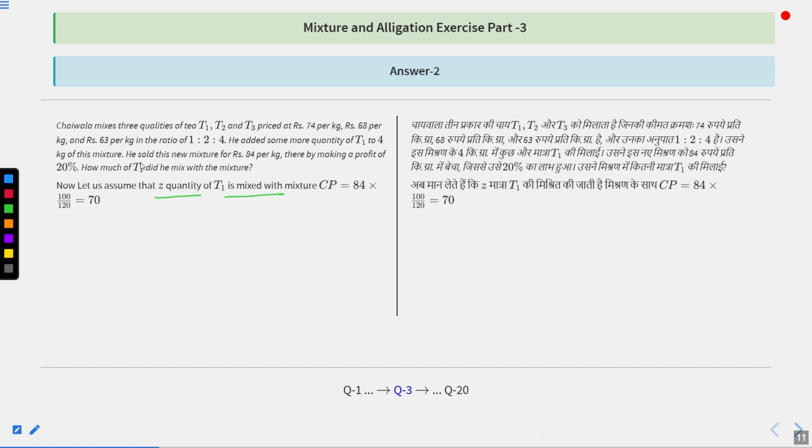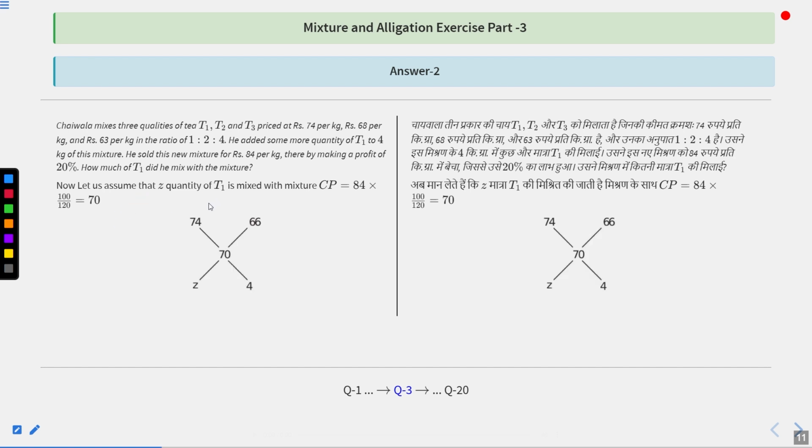Clear? Because it is said that he sold this new mixture for 84 rupees per kg, making a profit of 20%. Clear? So it means 84 is related to 120%. So what will be the 100%? When we calculate it, we get 70 rupees.